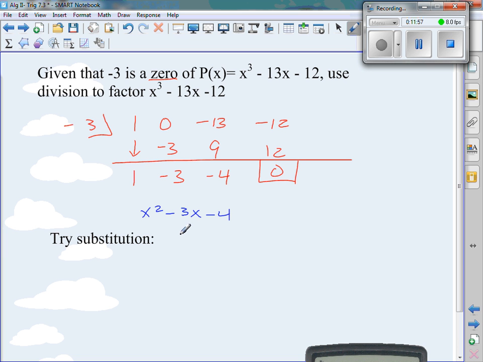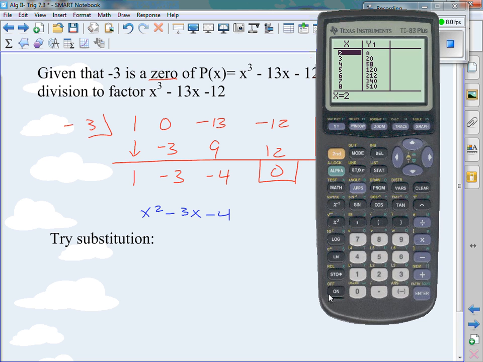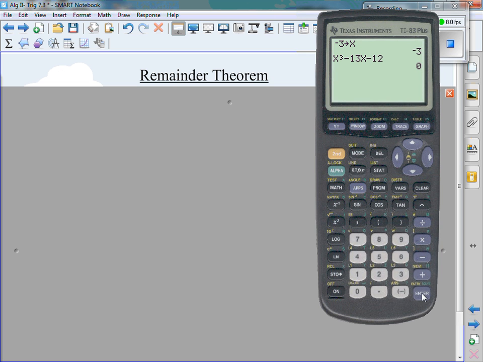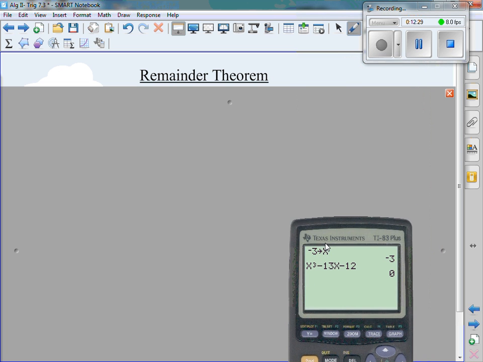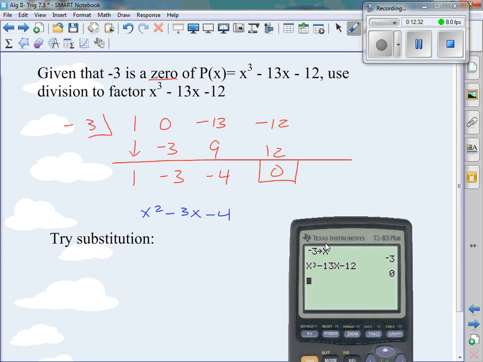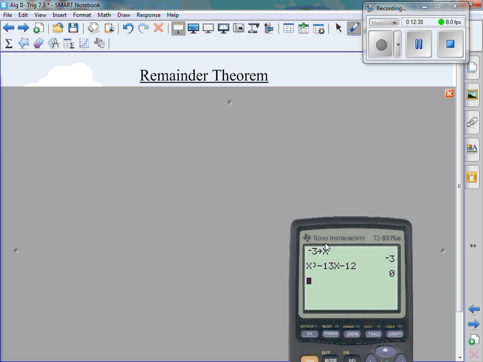Now for substitution, I have to do the x. That is where you put the negative 3 into x. And then just go x cubed minus 13x minus 12. Equals 0. It should equal 0. Oh, you put it in the wrong one. I put it in the wrong one. Remainder?